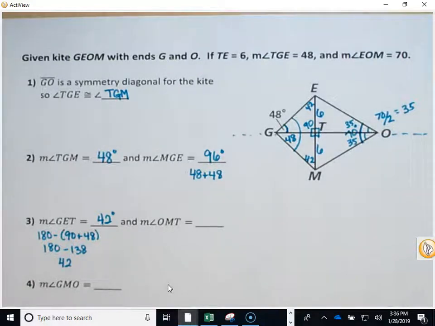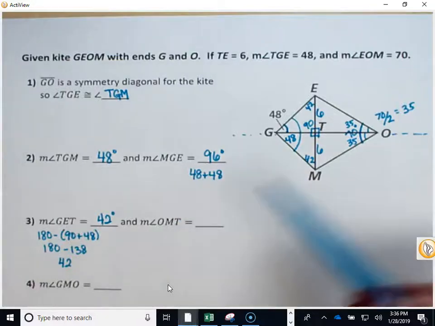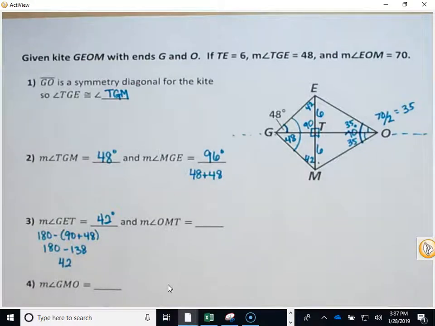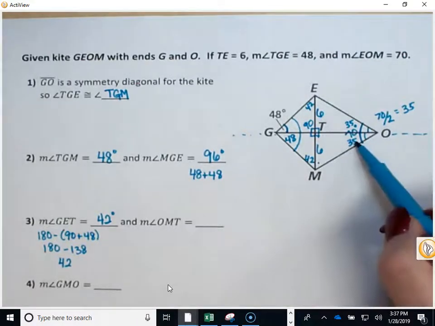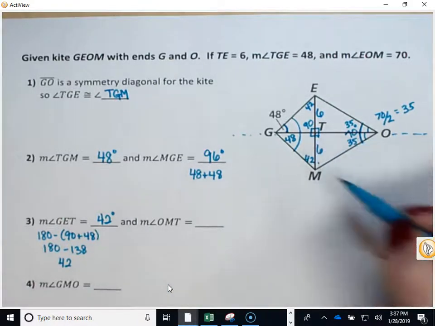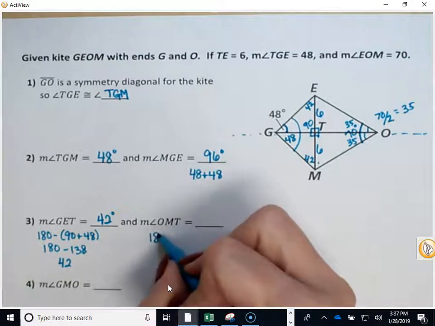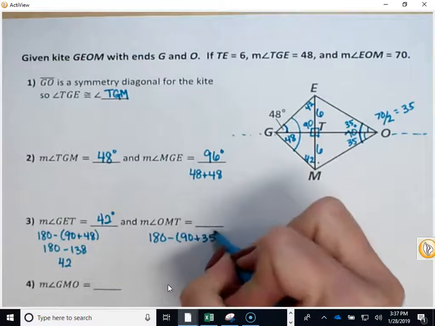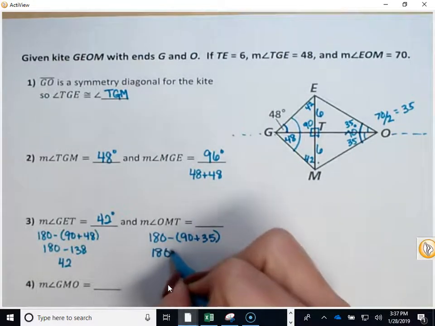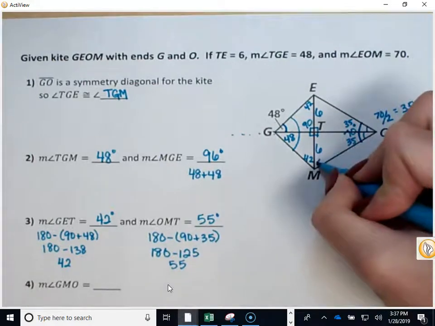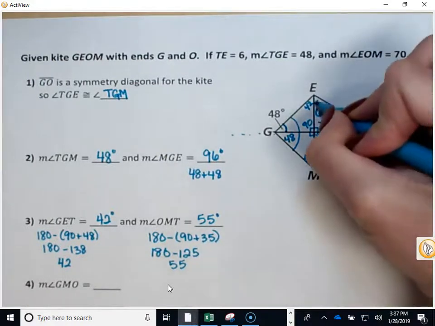Now they want me to find angle OMT. So they're wanting to know this one here. Well, I know this angle right here is 35. That one's 90. So I'm going to use that information to help me find that. So here's another triangle. We know the angles in the triangle add up to be 180. So 180 minus that 90 plus 35. So that's 180 minus 125, giving me 55. That means this is 55, and this one's 55.